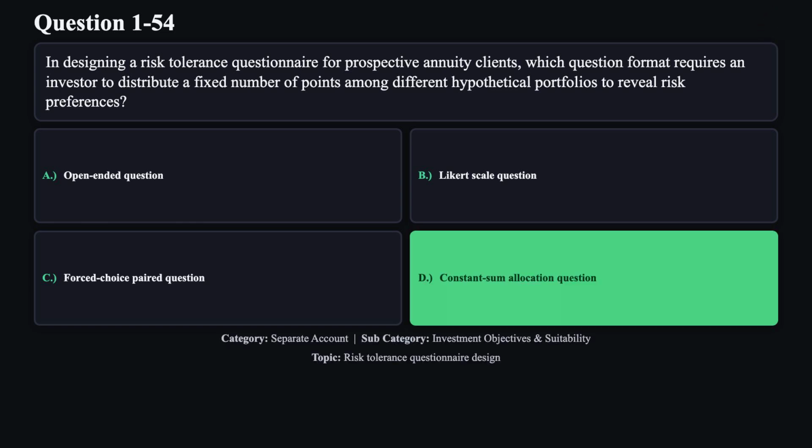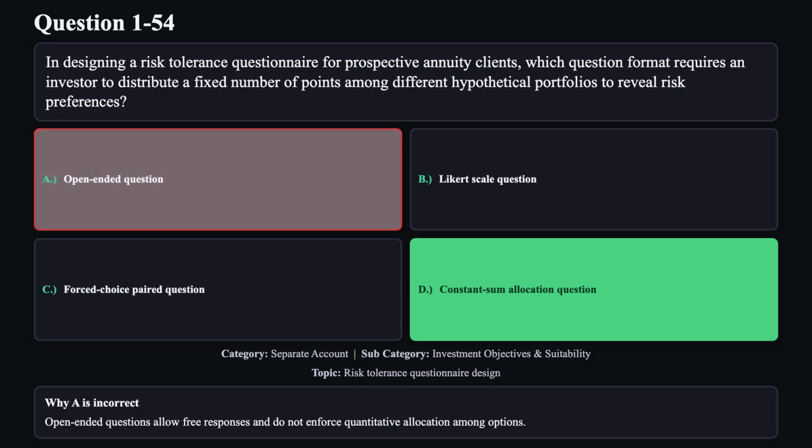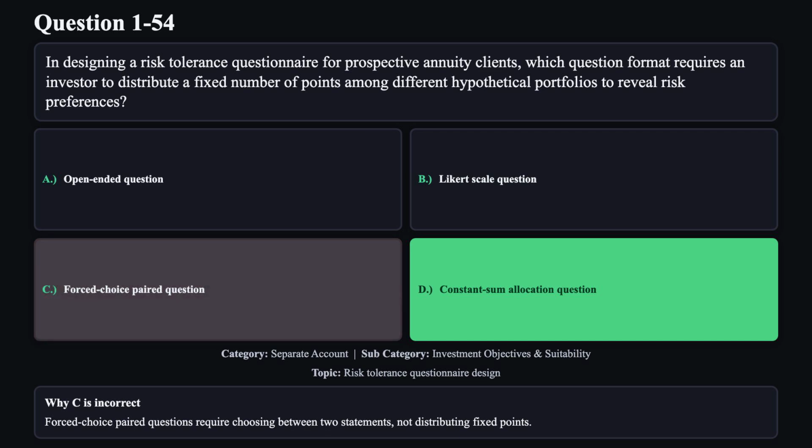The correct answer is D. The constant sum allocation question requires clients to allocate a fixed number of points across hypothetical portfolio options, which directly measures risk tolerance intensity. Reason A is not correct. Open-ended questions allow free responses and do not enforce quantitative allocation among options. Reason B is not correct. Likert scale questions ask for ratings on a scale rather than allocation of points. Reason C is not correct. Forced choice paired questions require choosing between two statements, not distributing fixed points.